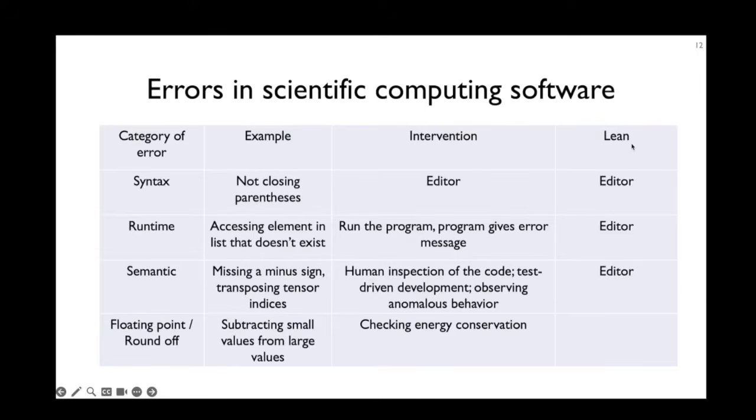Some people in the formal methods community aim to work out ways to guarantee bounds on floating point roundoff error. That's not what we're focused on.